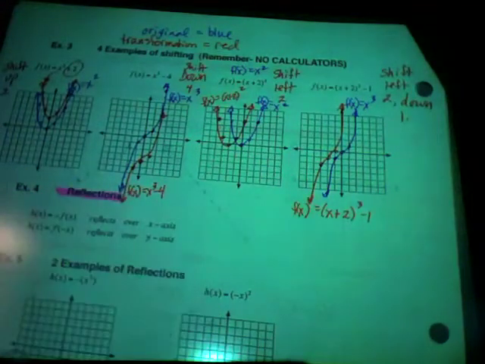So you feel confident in those? Yes? Okay. Any questions about those before we talk about reflections? Okay. All right, so then you're going to have some shifts for reflections. So here's your reflections. And all that happens is you either have a negative outside of the main function or a negative inside the parentheses with the x. In other words, everything inside would change signs, or you just change signs outside.